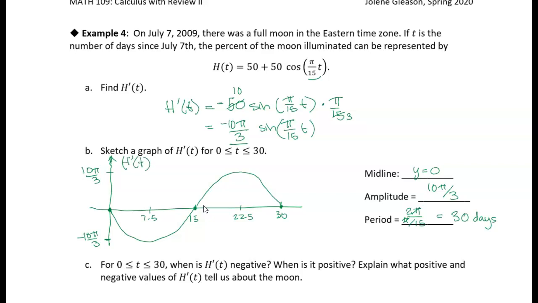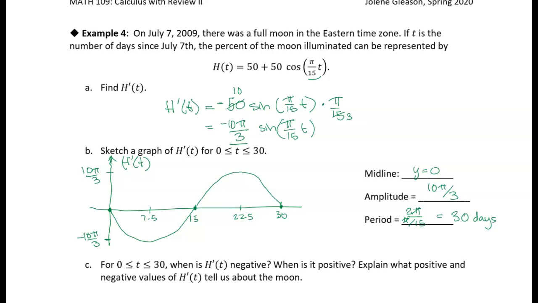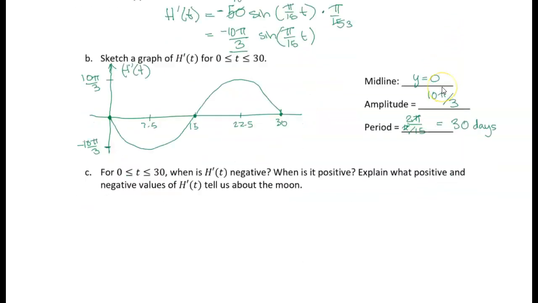It looks really messy, but there we go. All right, so there's a sketch of our function for the derivative of the illumination of the moon. And that's telling us how the illumination is changing over time. Okay, so keep that in mind. Now, let's scroll down here a little more.